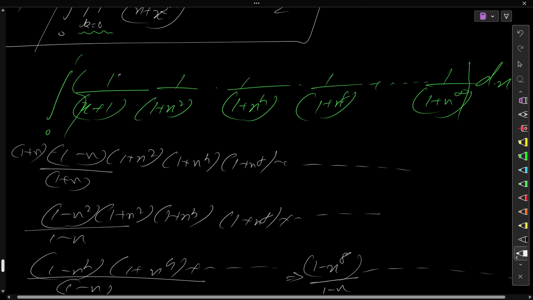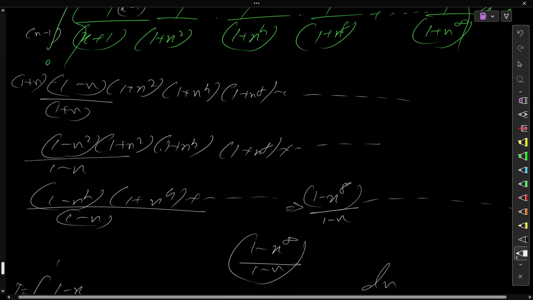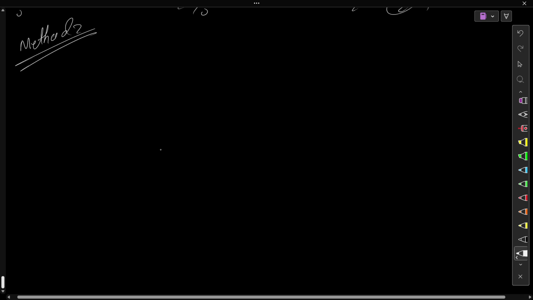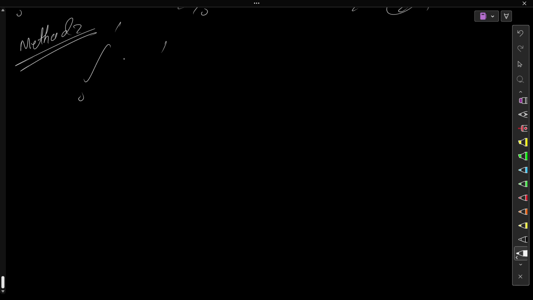Just multiply and divide by 1 minus x on both sides, in the numerator and denominator. There's one more method, which is a kind of observation method.